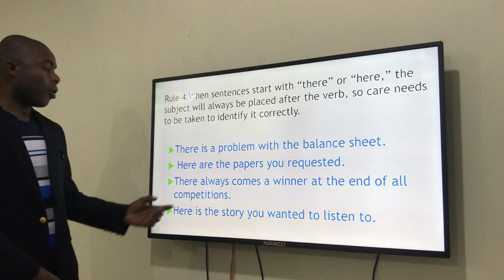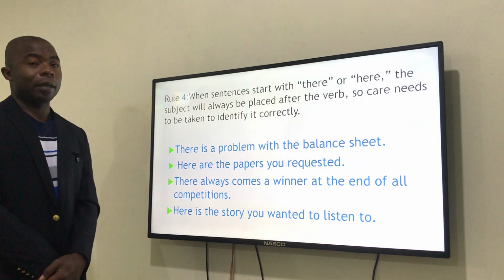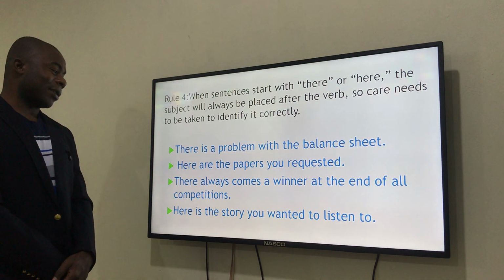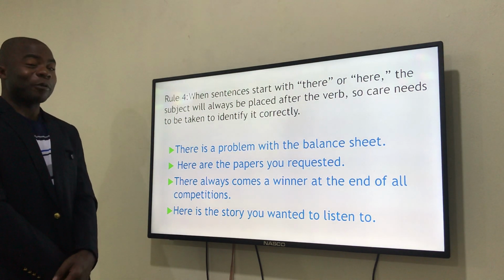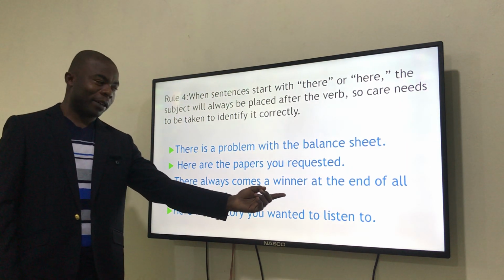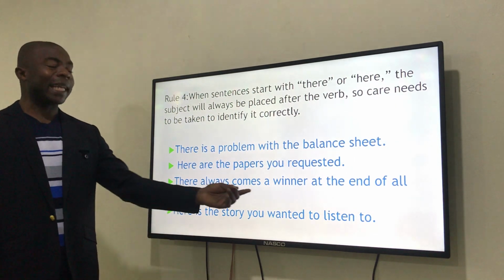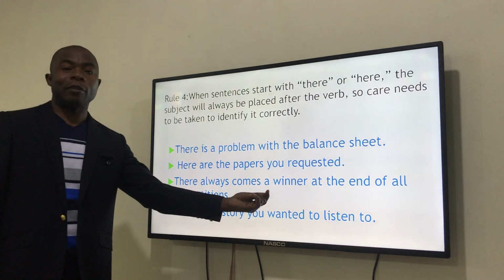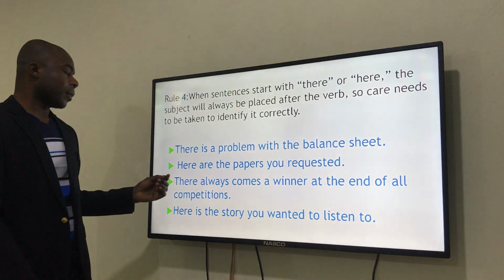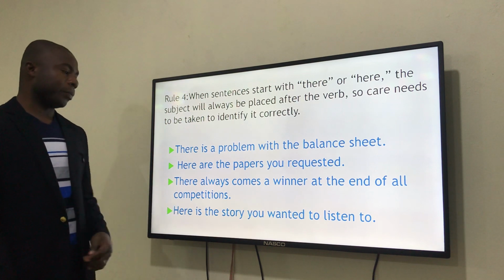Then the next one: there always comes a winner at the end of all competitions. What is the subject here? As we've seen, it is going to be "a winner." And what is the number of a winner? Singular, of course, shown clearly in the indefinite article, which is placed before singular nouns. So, there always comes a winner at the end of all competitions.